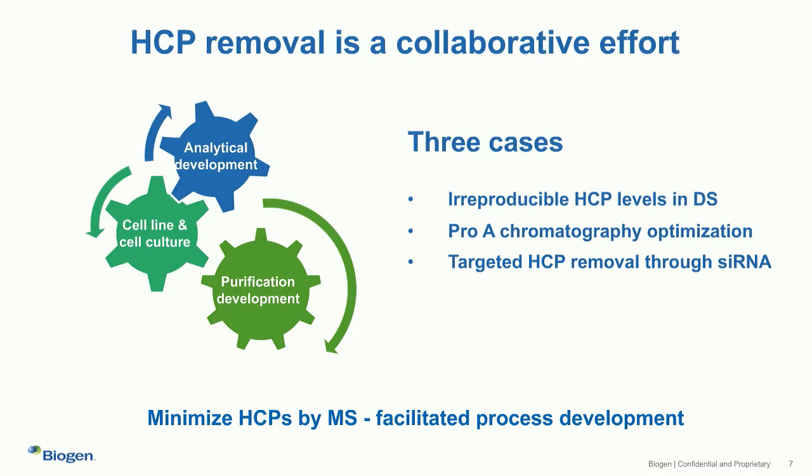The first case study is about the irreproducible host cell protein level in the final purified drug substance samples. The second case study is about the understanding and optimization of the Pro A chromatography, which is the most powerful step for the purification of mAbs and Fc fusion proteins. The third case study is about the targeted host cell protein removal through cell line engineering with the use of siRNA.